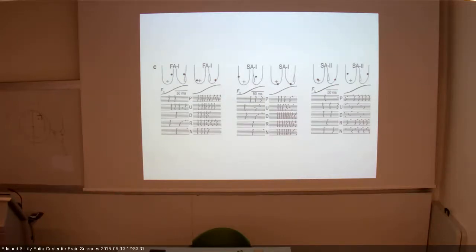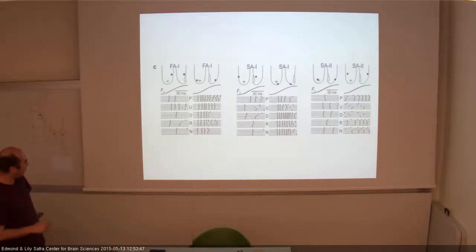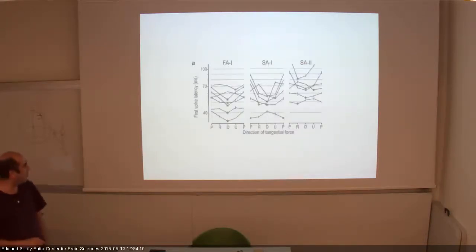But what they want to show is that there's enough variability in the latency of the first spike. You see here the latency to the first spike differentiates already almost exclusively between the conditions. Here you see less of that, but here you see it as well, and here you also see somewhat of that.